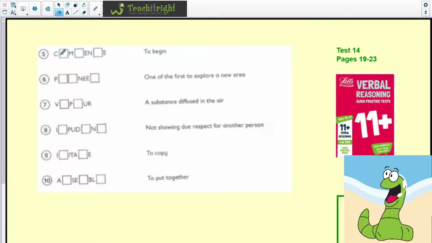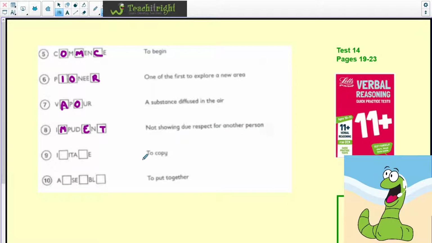Moving on to number 5. This is the word we've come across quite a lot during the year. This is commence, and the clue, of course, is begin. So commence. One of the first to explore a new area, they are described as a pioneer. Someone like Christopher Columbus. Number 7, a substance diffused in the air is a vapour. Number 8, impudent. Again, I should be obviously using the clues first, but not showing due respect for another person.